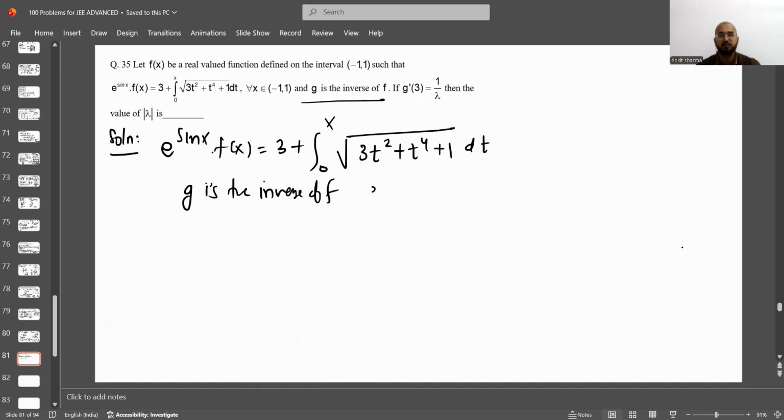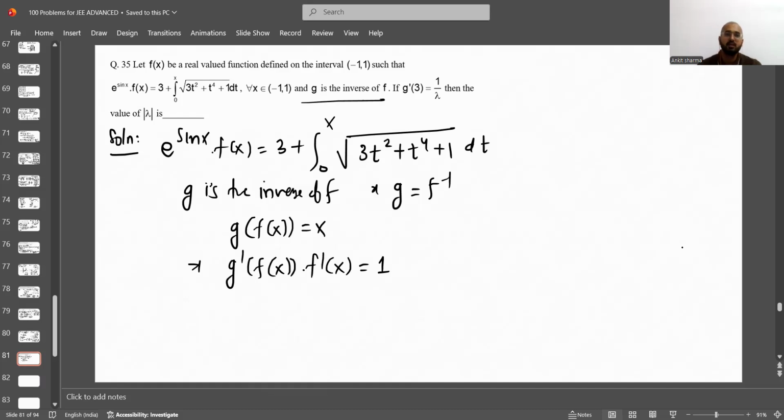G is inverse of f, which implies g is equal to f inverse. That means I get to see here that g of f of x would be equal to simply x. So now I'll differentiate this. So g dash of f of x into f dash of x is equal to 1. Now I need g dash of 3. So for g dash of 3, we need to get f of x must be equal to 3.